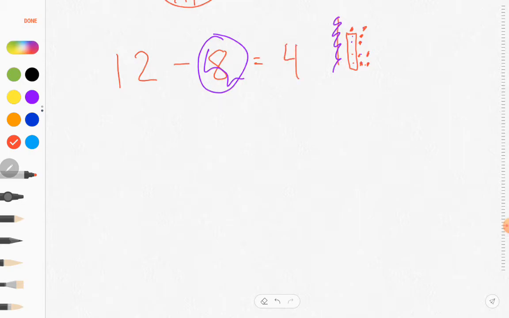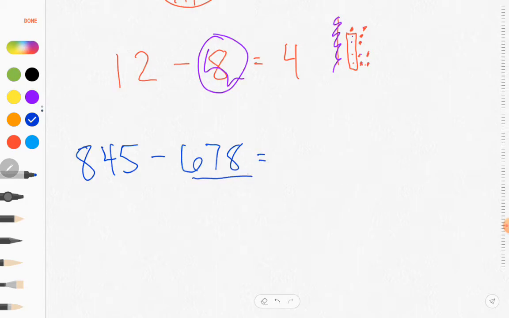We can do this the same way if we get to a bigger number. So let's start off with a bigger number this time. Let's say a real big number of 845, and we're going to subtract 678. Alright, this is going to be a big problem, but I'll show you it's the same basic concept. So we're not even going to draw this one. We are only going to draw this one.